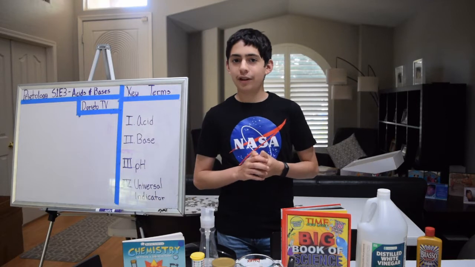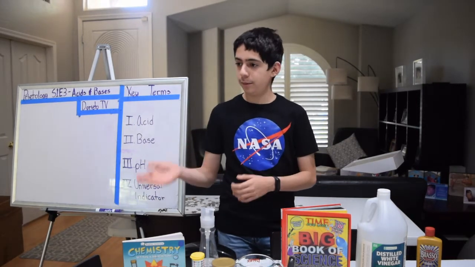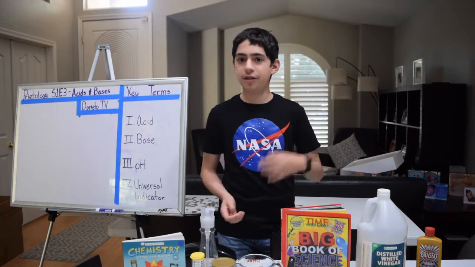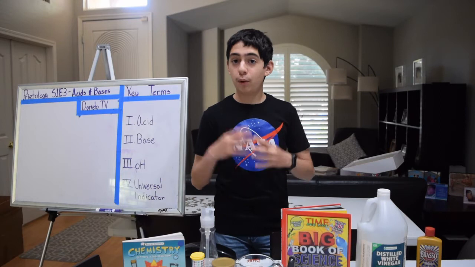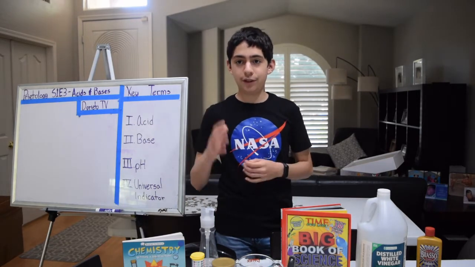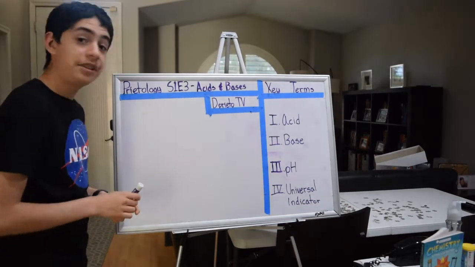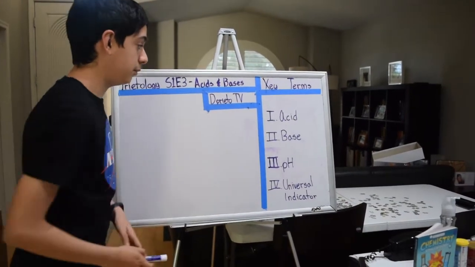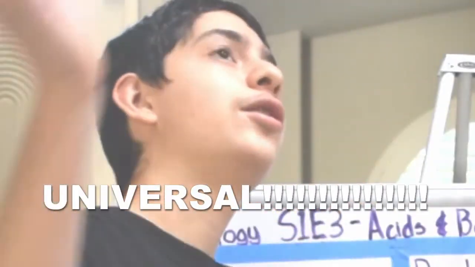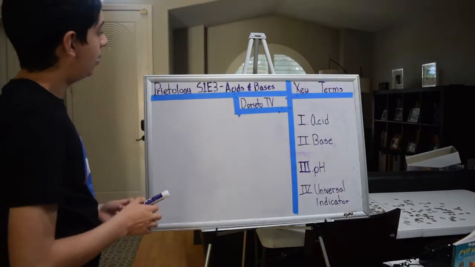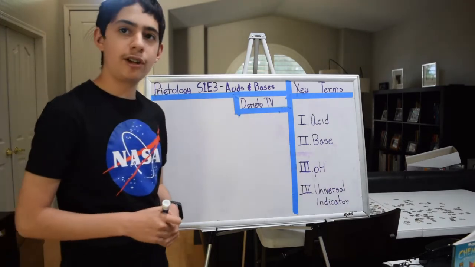So if you remember from our last episode, we talked about the basics of elements like atoms, molecules, ions, isotopes. Today we're going to take that a little step further and go more into chemicals and what makes them different. So today's lesson is about acids and bases. As you see, today we only have four key terms: acid, base, pH, and universal indicator. So let's start with acid.